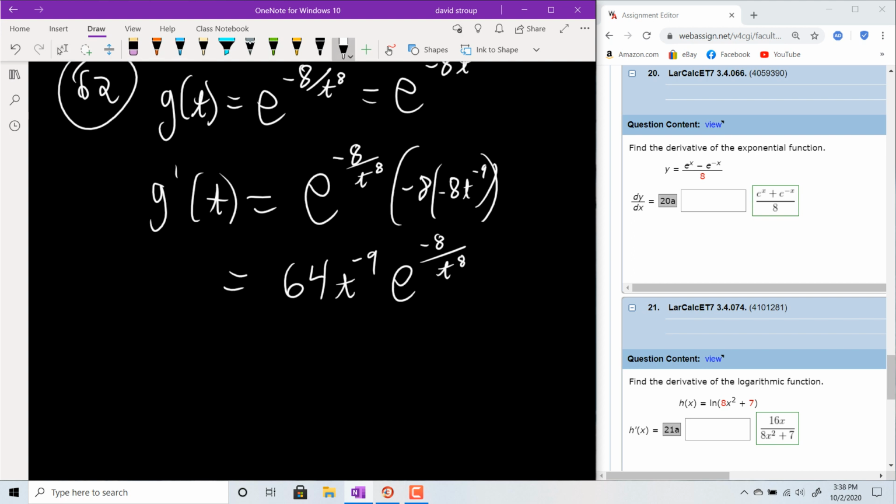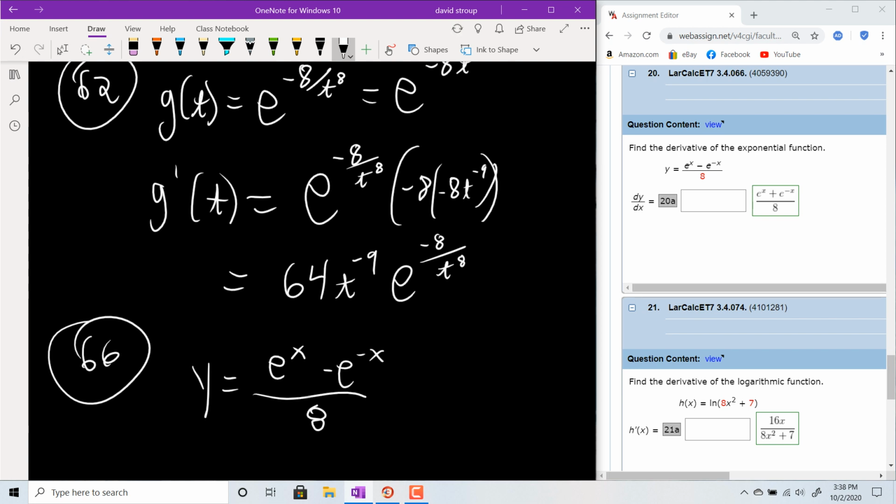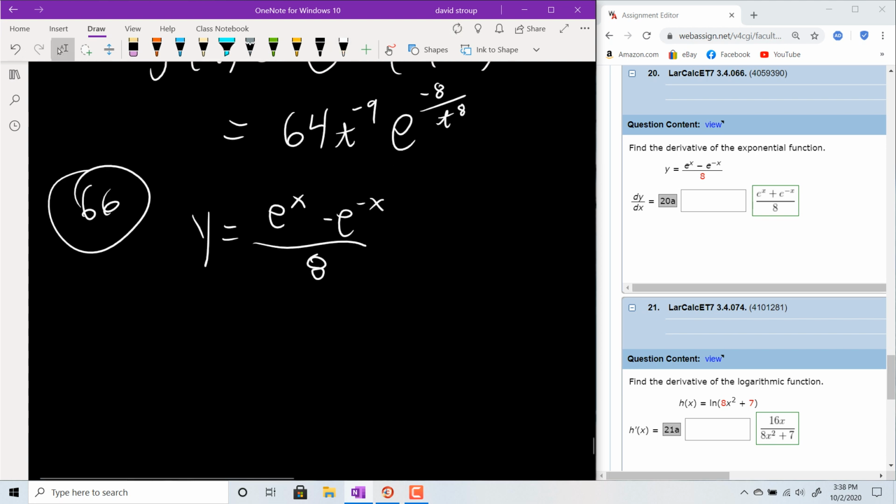If you're worried about 66, sure, let's do that. Y equals, it's really not a big deal, e to the x minus e to the negative x over 8. That thing looks like a hyperbolic function. You'll learn about those later. They're exponential functions that kind of have the same behavior with respect to derivatives as the trig functions. So if you learn all the trig derivatives, figuring out the hyperbolic derivatives isn't that big of a deal.